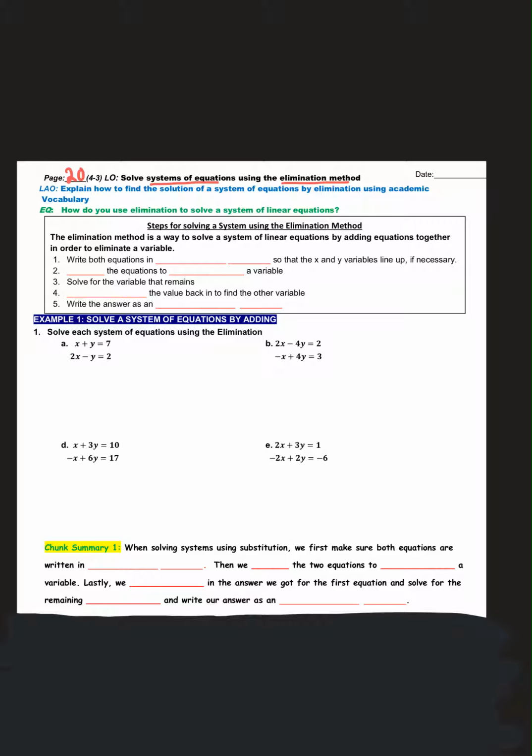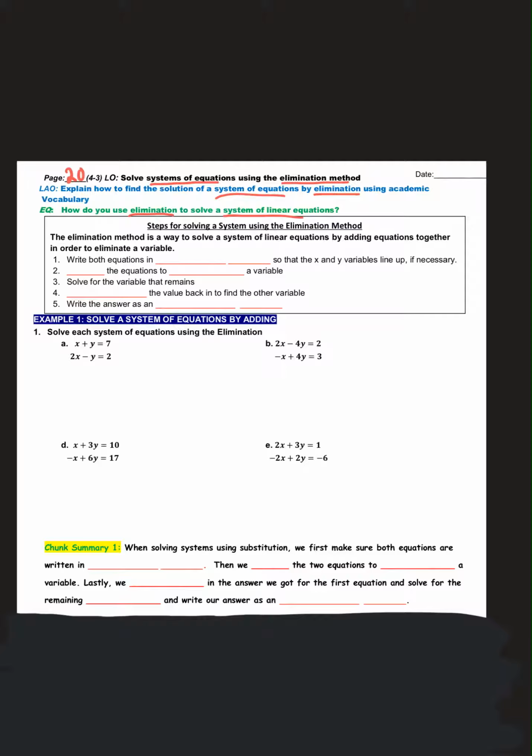Our language acquisition objective is to explain how to find the solution of a system of equations using elimination, using academic vocabulary. And our essential question is, how do you use elimination to solve a system of linear equations?